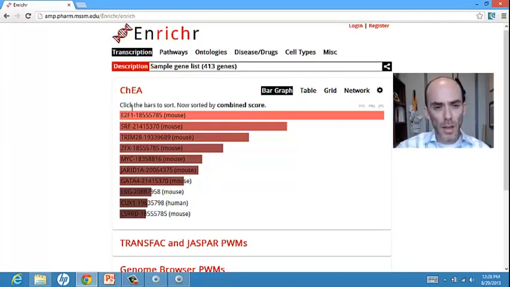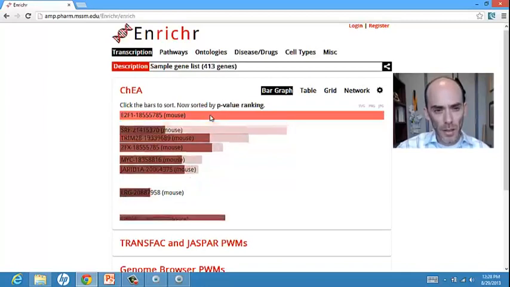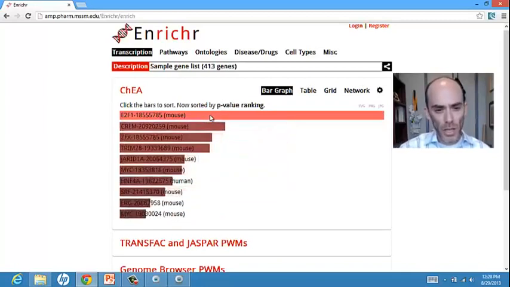So this is the name of the transcription factor, and this is the PubMed ID that gives you a link to the paper that was published about the targets of those transcription factors, as well as the organism where the study was done. You can click on the bars, and that changes the ranking.